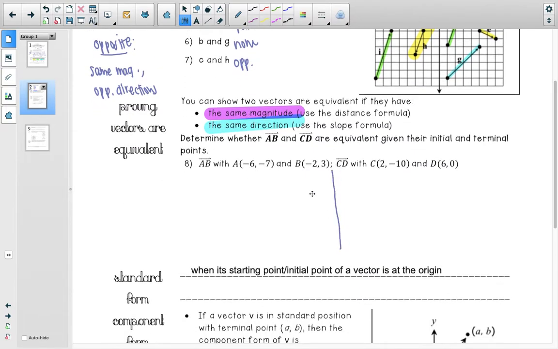this problem. That is a horrible line. I just can't make straight lines. It's just not a thing. All right. We're just going to separate our work. Okay, there we go.